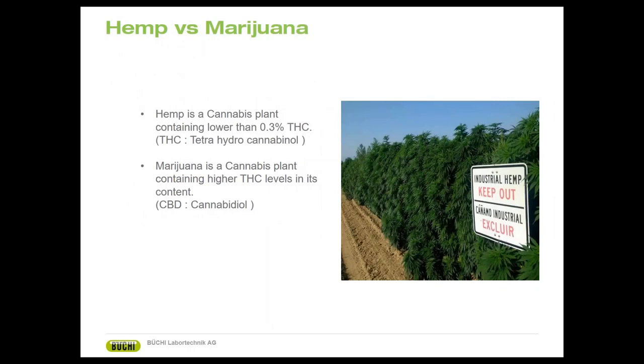To be able to understand what we will speak about today, first of all, we need to understand what hemp is and what marijuana is. Laws are also changing according to the type of the plant itself. Hemp is the cannabis plant containing lower than 0.3% THC. THC is also called tetrahydrocannabinol. This plant is mostly used for forestry, textiles, and medical use. The vast majority of the plant is CBD. Marijuana is a cannabis plant that contains higher THC levels. These plants are also used for medical and recreational purposes. And CBD is also called cannabidiol.